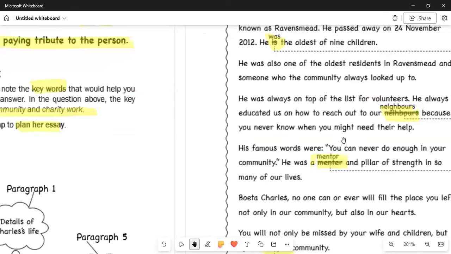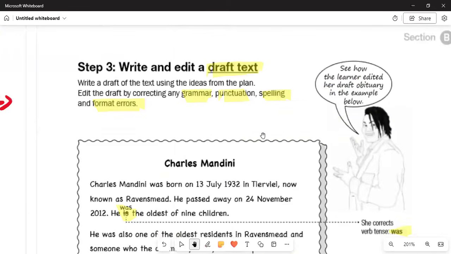Step number 3 now, you write and edit the first draft. So you must have the what? The mind map. You must have the first draft, and then you must have the final draft. Write the text using ideas from the plan. Edit the draft by correcting any grammar, punctuation, spelling, and format errors. So in the first draft, you must correct this draft now so that it can be effective. You are also granted marks for this.